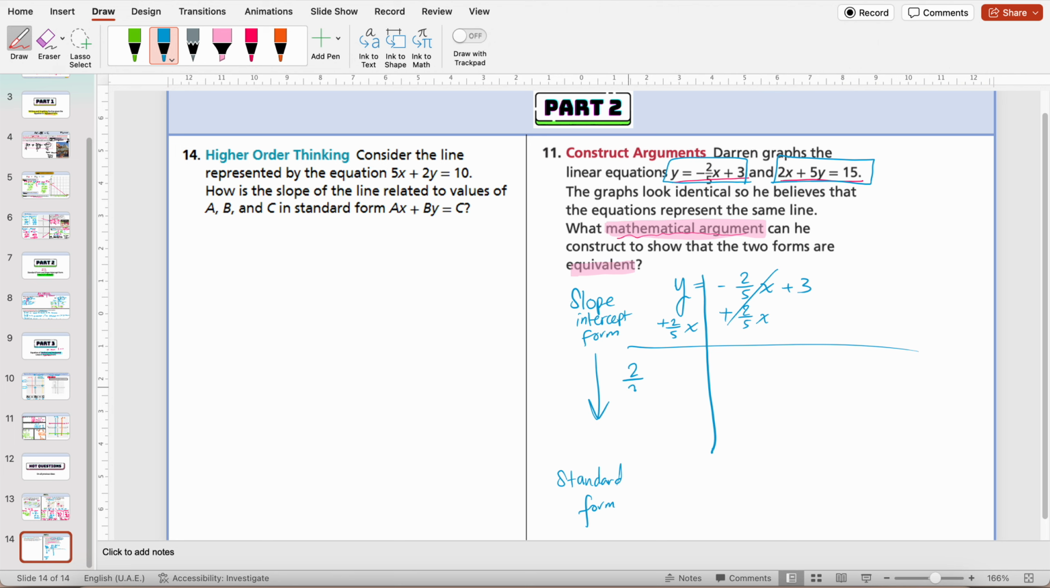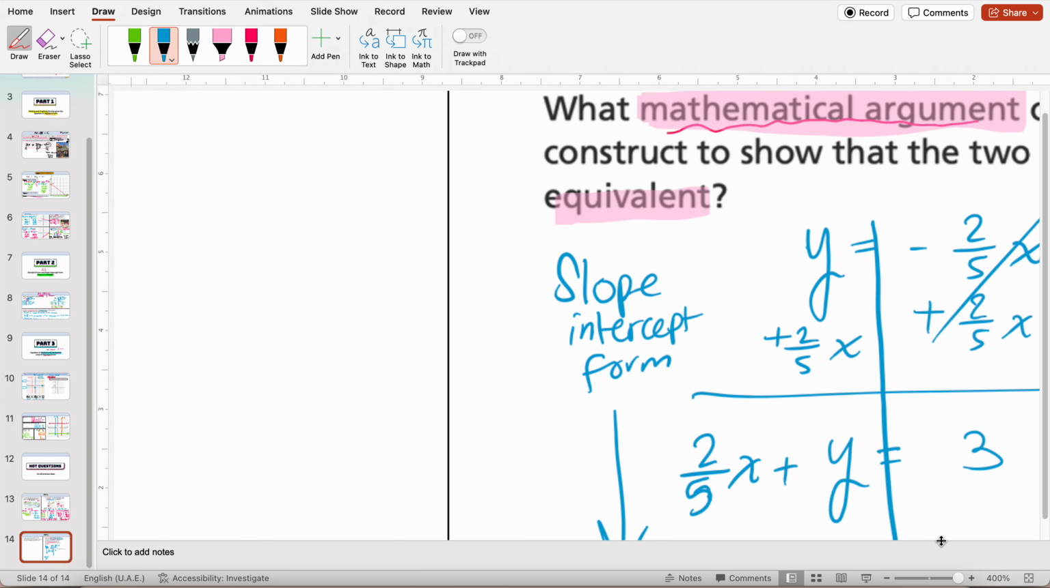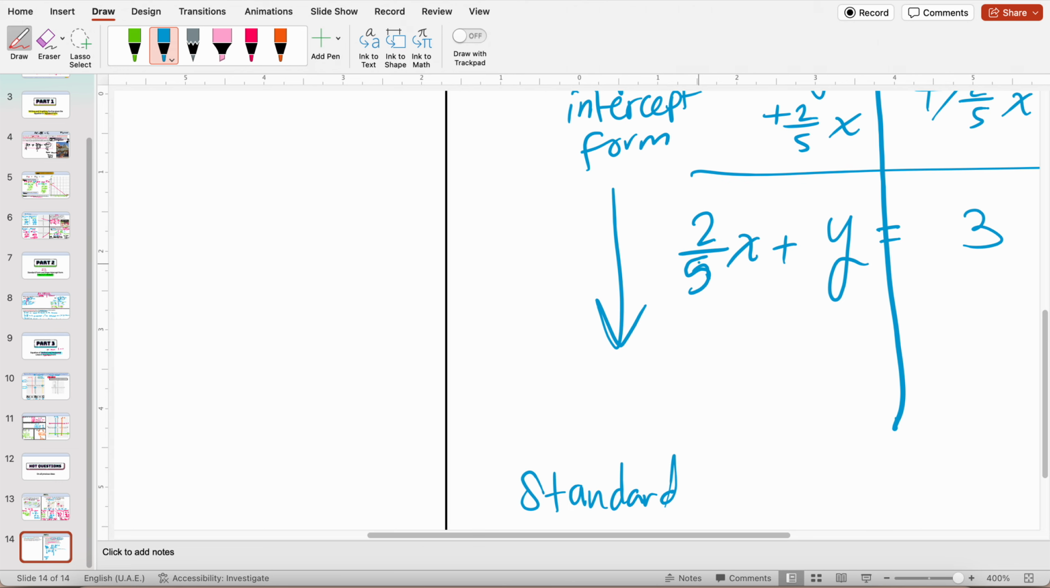So 2 over 5x plus y equals 3. Okay, now I have all variables together, all numbers together, but I have a problem. This is not an integer, 2 over 5. How can I cancel the division by 5, the fractional part? To cancel division by 5, just multiply by 5 everything. The multiplication by 5 will cancel the fraction. I'm gonna have only 2x. Here, 5 times 1y is 5y. 5 times 3 is 15.